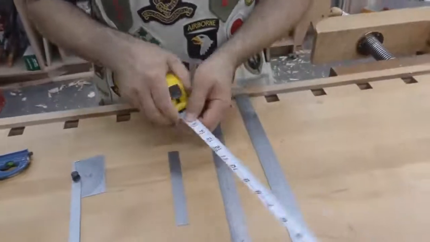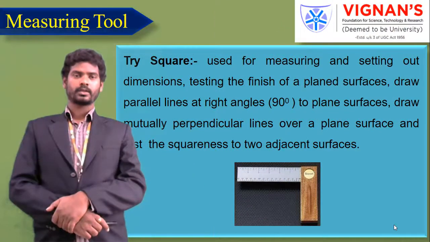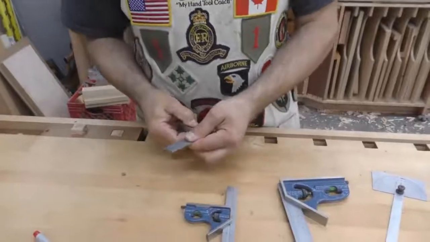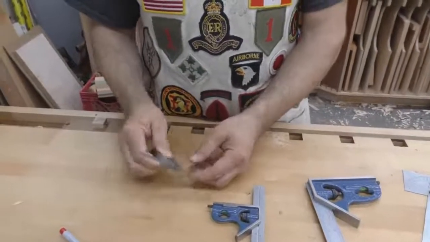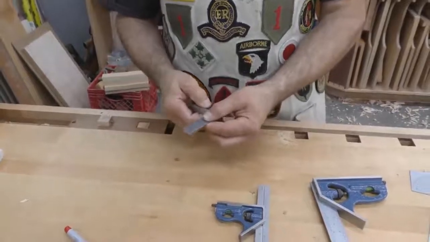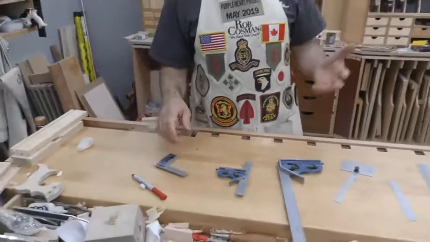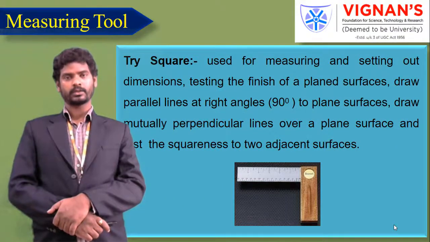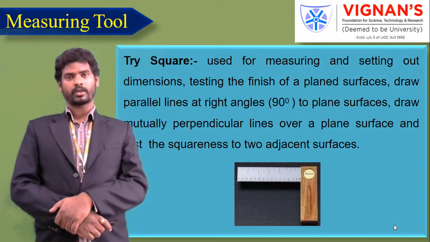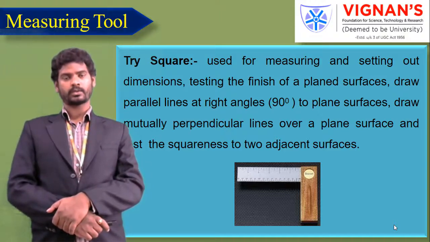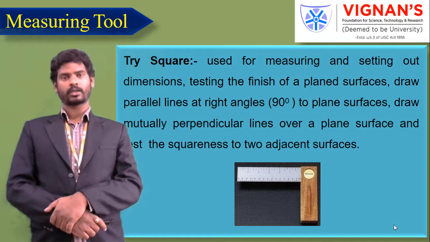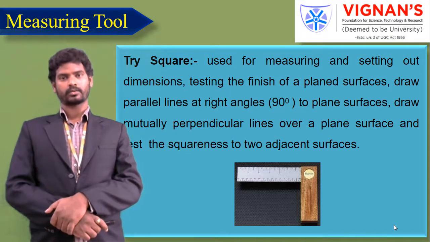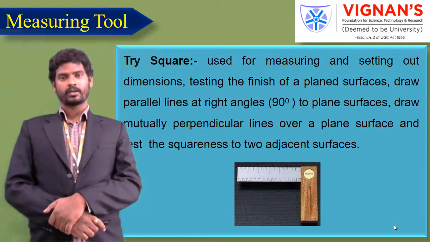The next one is the tri-square. The tri-square consists of a rectangular steel plate fixed rigidly to a cast iron stock. The length of the blade varies from 150 mm to 300 mm. The main purpose of the tri-square is to check the right angle of objects. For example, we take a rectangular workpiece, and whether all the sides are perpendicular to each other or not will be checked by the tri-square.